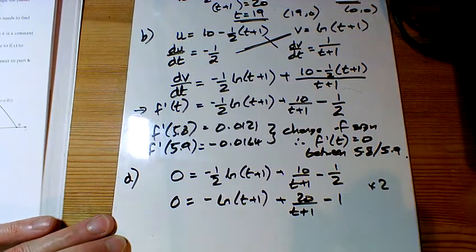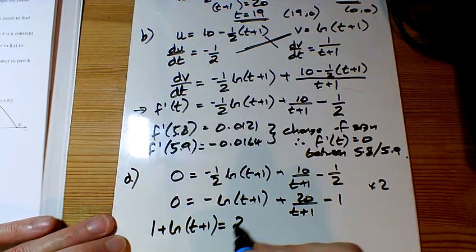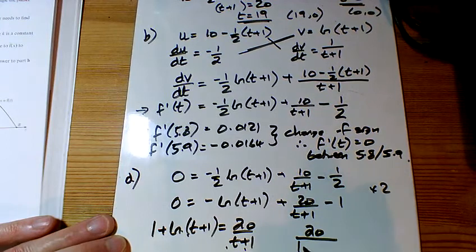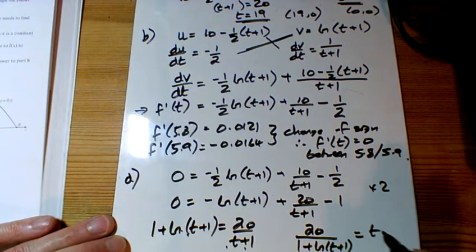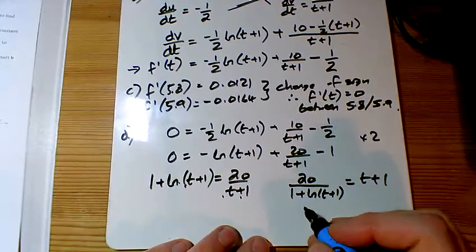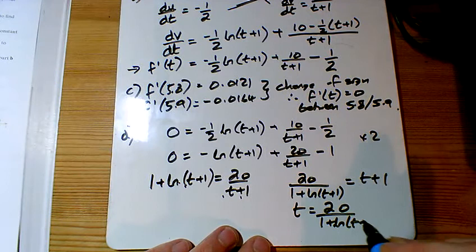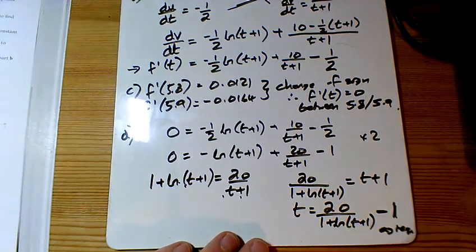So what I did there was times by 2. Let's add these two things to this side here. So I've got 1 plus the ln of t plus 1 equals 20 over t plus 1. I'm going to times that up and divide that down, so just switch those two over. So 20 over the ln of that, can you still see that? Equals t plus 1, and the last thing to do there will be take away the 1 from both sides. And so t equals 20 over 1 plus the ln of t plus 1, take away 1 as required.